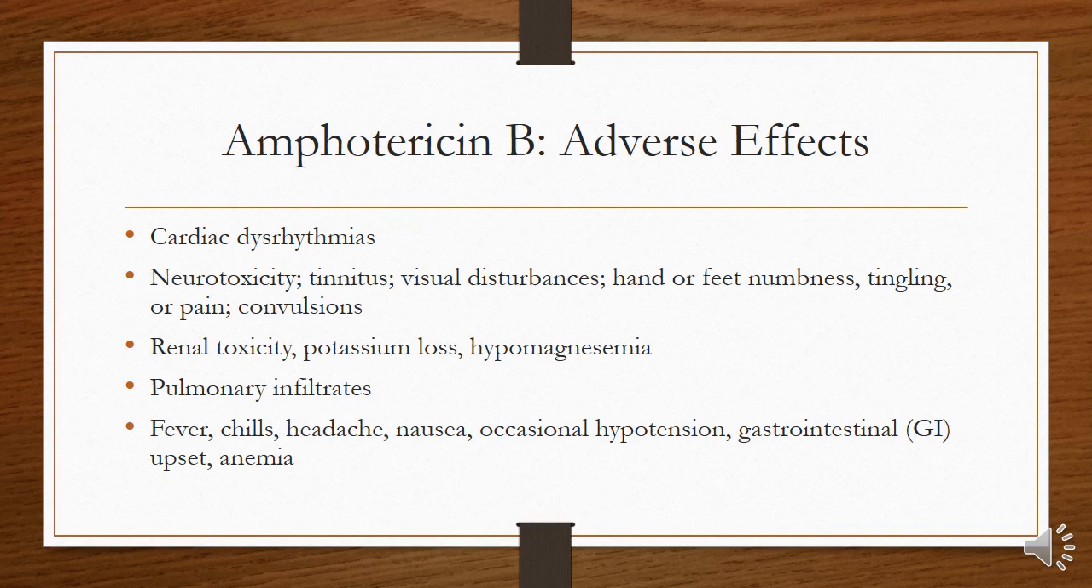Providing medication therapy with amphotericin B is really going to be occurring more in an acute or higher acuity type of patient care. So ICU for sure, mainly because it can cause cardiac dysrhythmias. It has some neurotoxicity such as tinnitus, visual disturbances, numbness and tingling, pain and convulsions. There's a risk for renal toxicity and loss of potassium and magnesium. There could be a risk of pulmonary infiltrates, and also a risk for fever, chills, headache, nausea, hypotension, and GI upset or anemia in relationship to this drug.